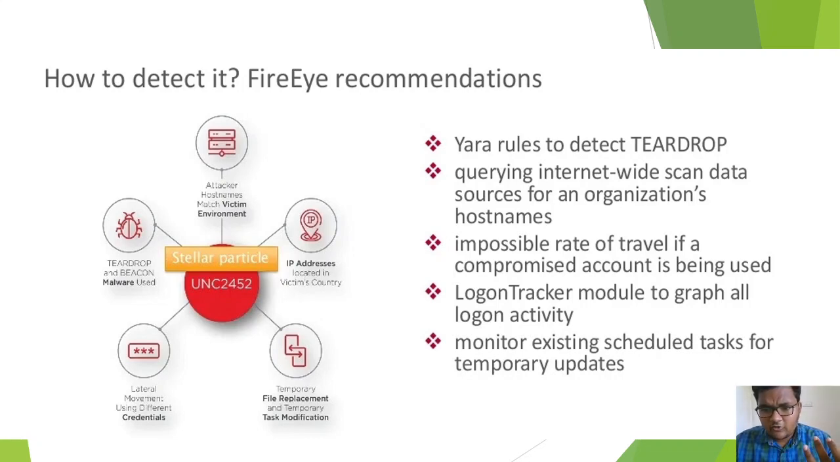But the rate of travel would be impossible if a compromised account is being used. If a compromised account is used, then the rate of travel would be impossible. So using an uncompromised account to search for the host names would be better. Then, a logon tracker module to graph all logon activities. All the logon activities to the software should be taken care of using logon tracker software.